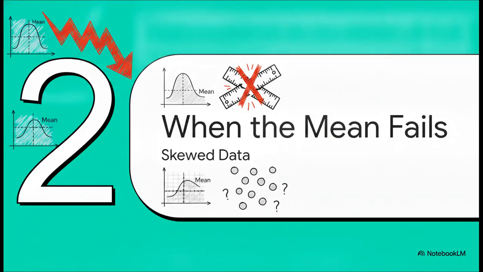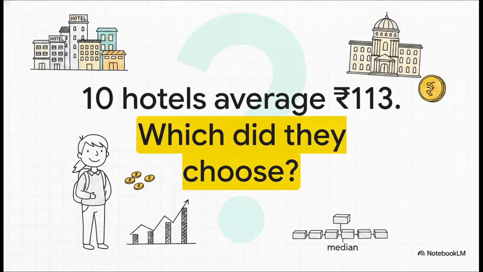Section 2. When the mean fails. We all know the mean is a wonderful tool, right? But what happens when it absolutely fails to give us the true practical picture? Think about this real-life scenario. Some students went out for a science exhibition and they needed a hotel. The room rates nearby in rupees were 40, 45, 60, 65, 70, 80, 90, 100, and one luxury hotel at 500. If you calculate the average of those, it comes out to 113 rupees.